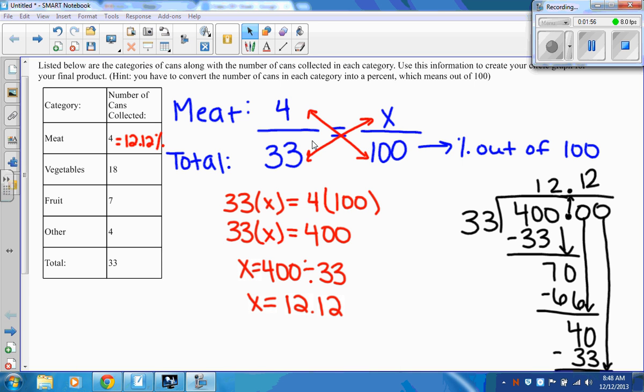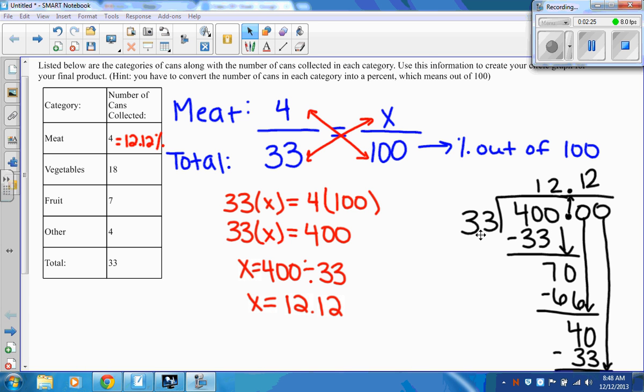So cross products are equal, so we say 33 times x equals 4 times 100. So what this means is 33 times some number equals 400. Well, to find out what that some number is, what x is, you have to divide 400 divided by 33. Pause the video. Well, you see the answer now, so never mind.